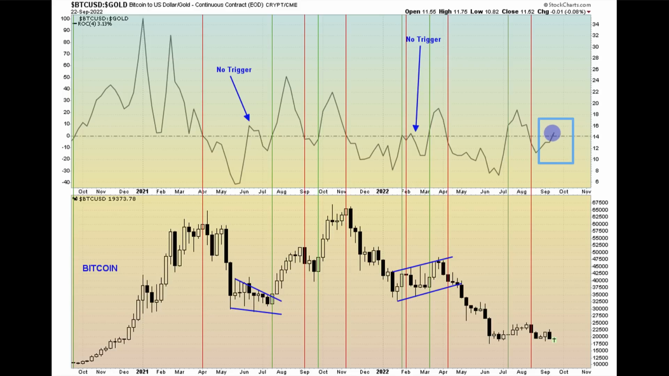It hasn't closed the week at this level yet, but if it does, then we need the following week to get above the high of this current week, and that would actually activate a buy signal for the price of Bitcoin, which sounds a little bit freaky to think about going long Bitcoin right here.